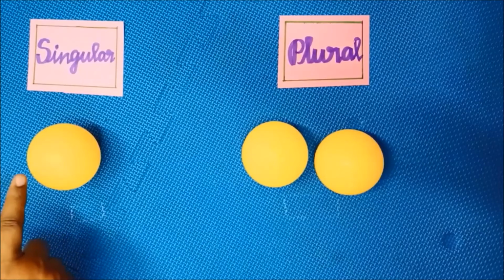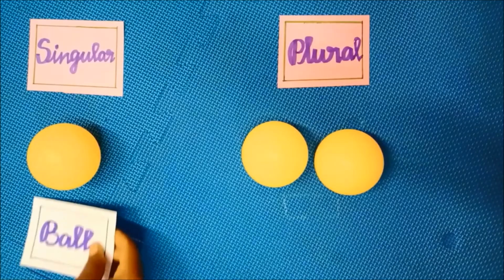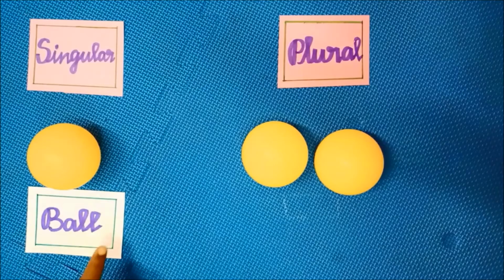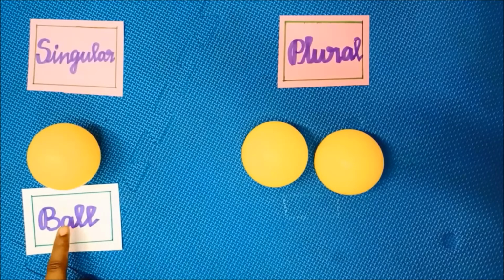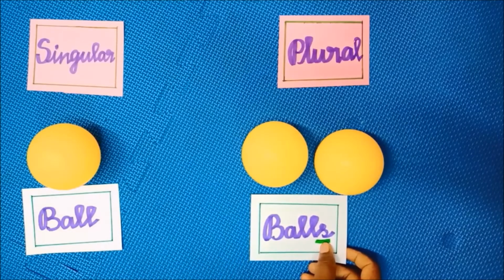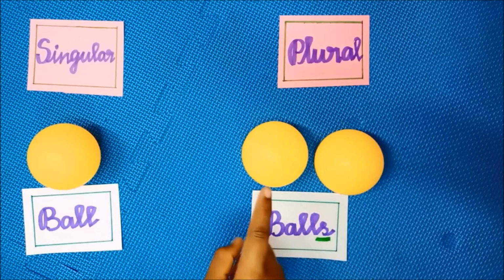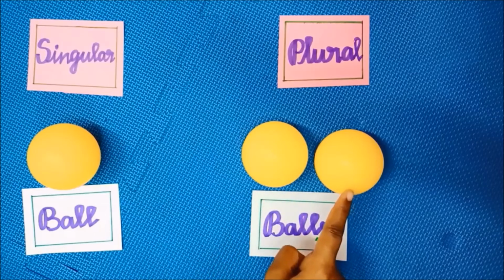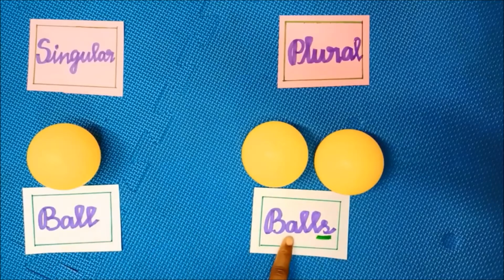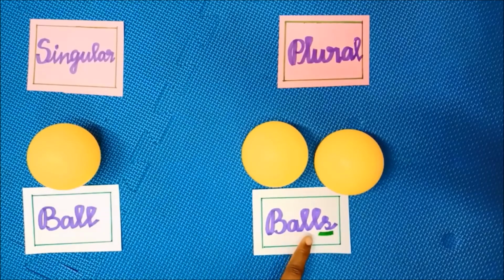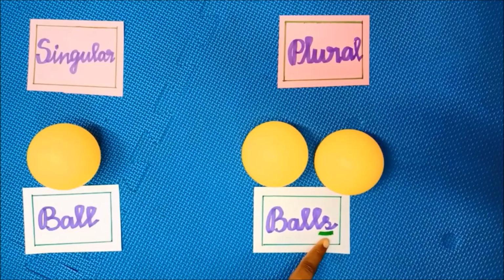Look at the next thing, children. What is this? Yes, very good. It is a ball. Here I have how many balls? Only one ball. So it is singular. So the plural form of ball is balls because here I have 1, 2 balls. B-A-L-L-S. Balls. The plural form of ball is balls.